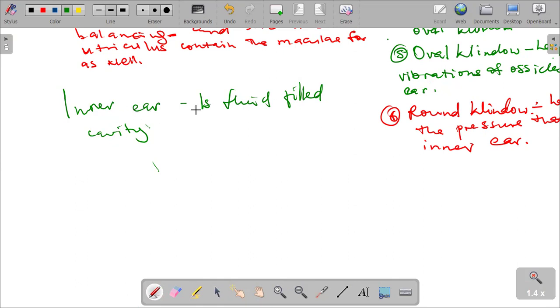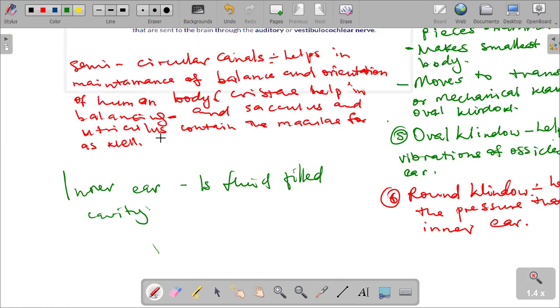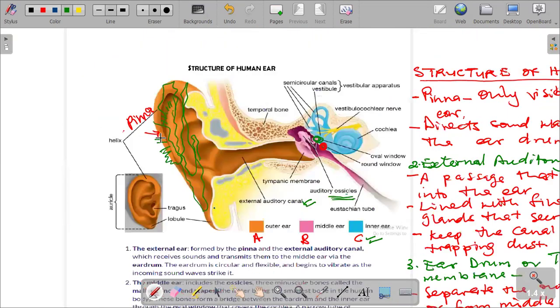The inner ear is a fluid filled cavity, which means it has a lot of what we call liquid in it. Why is it fluid filled in that regard? That's the question. We just need to complete the diagram very fast.